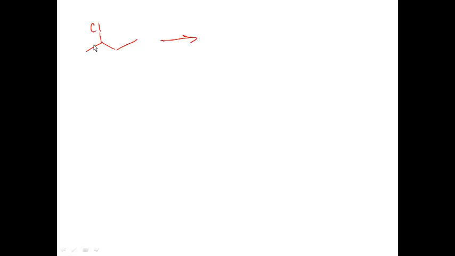Now for 2-chlorobutane, we've got the alpha carbon and the two beta carbons, each of which has a beta hydrogen. So we could form two different alkenes from this molecule. We can form that one, and we can form this one.